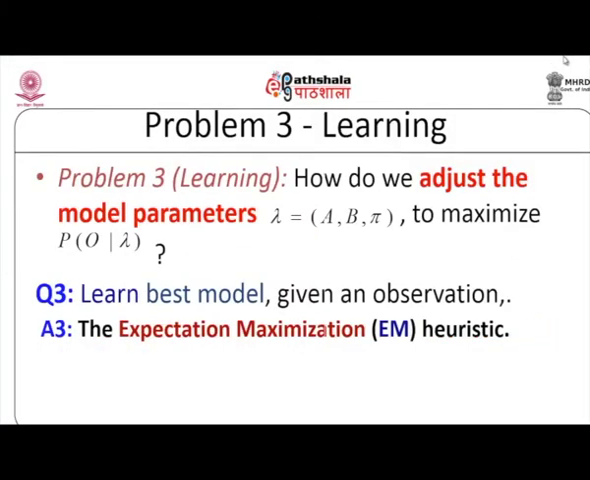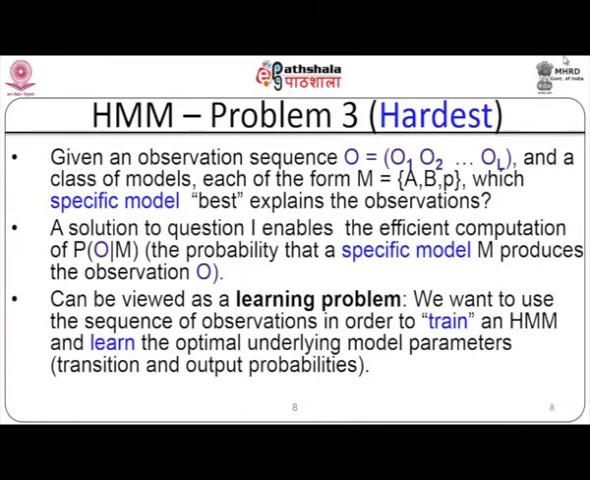So again we are repeating what we said in the previous module. How do we adjust the model parameters, which are the transition probabilities, the emission probabilities and the initial probabilities, so that we can maximize the probability of seeing that particular observation sequence given the model lambda? So, learn the best model given the observation. Here we are going to use the expectation maximization heuristic. Of all the three problems, this is considered to be the hardest problem to solve.